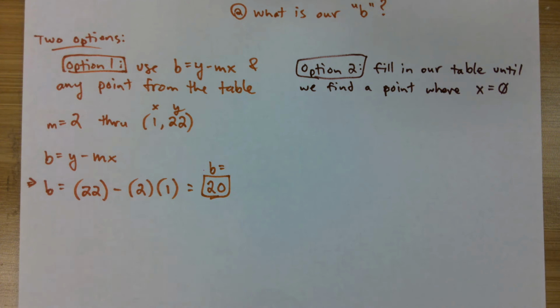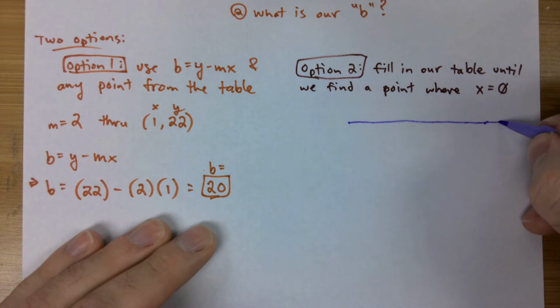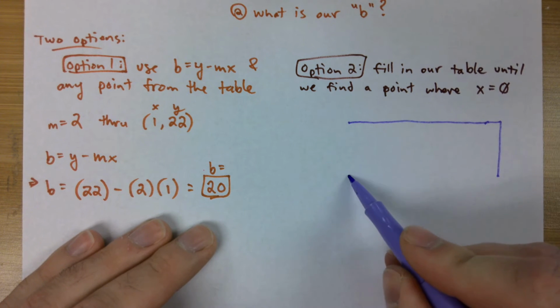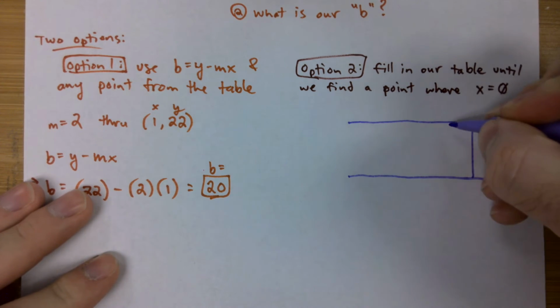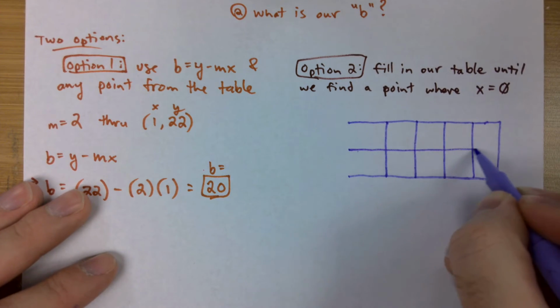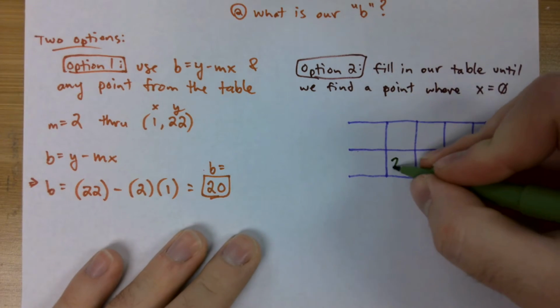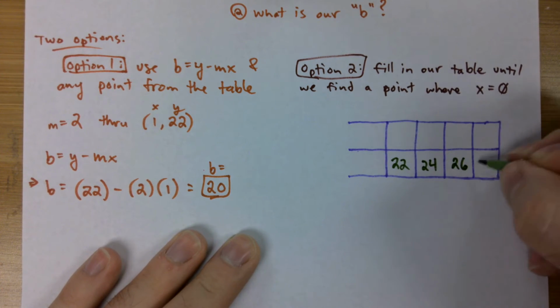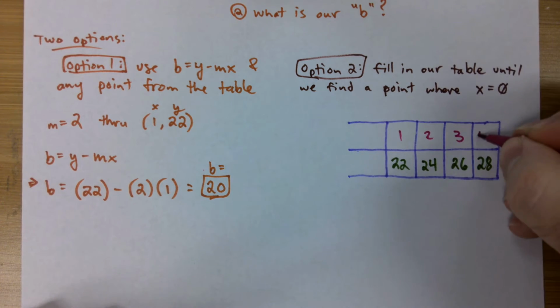And then here's the second option that we have. Let's go ahead and we're going to redraw our table, but I want you to leave the left side of your table open, like that. Okay, so don't draw a little wall on the left side of your table. Keep it open. Fill in all your numbers again. 26, 28. 1, 2, 3, 4.